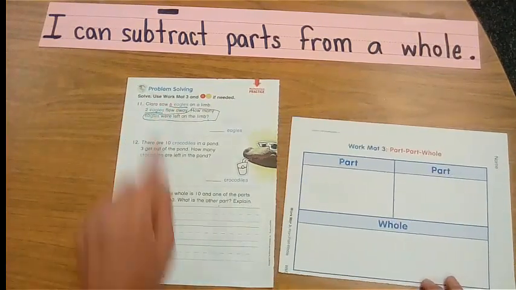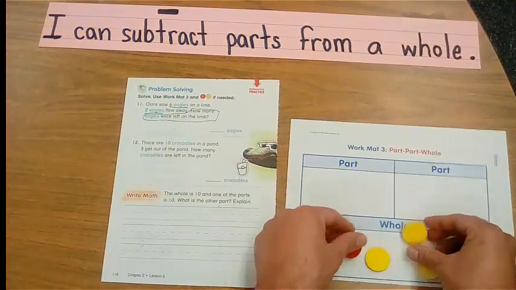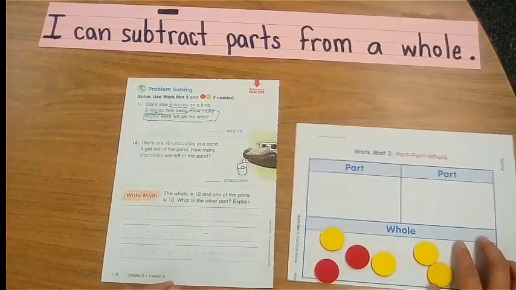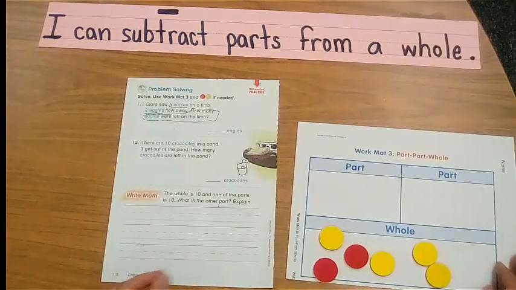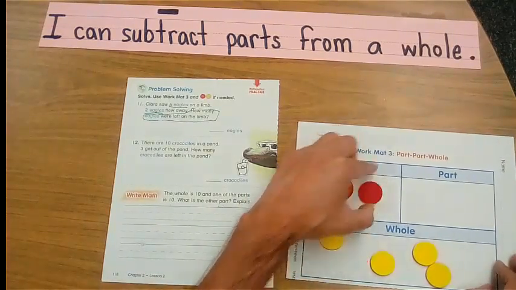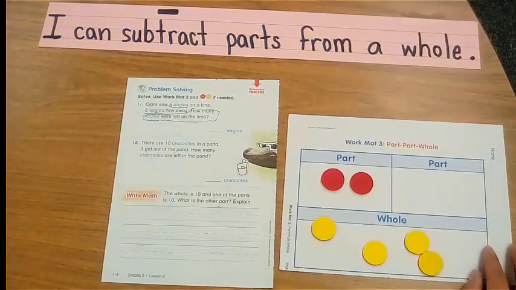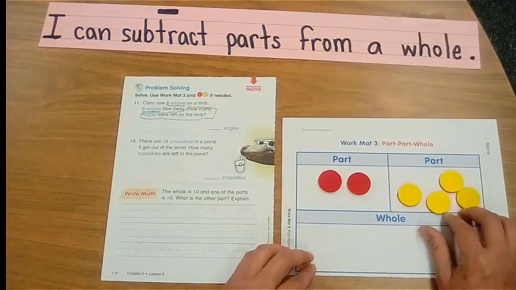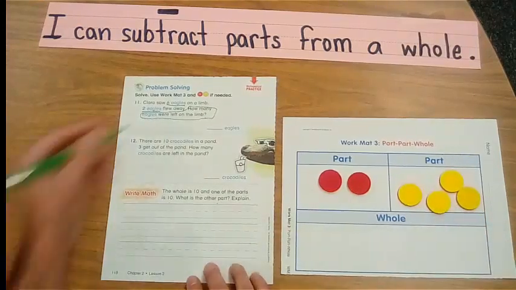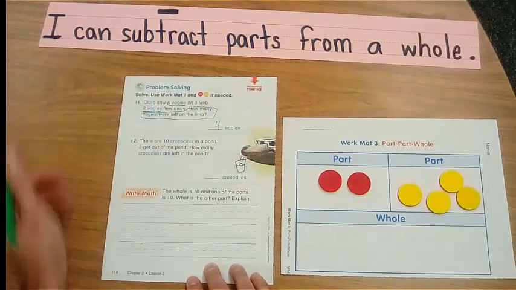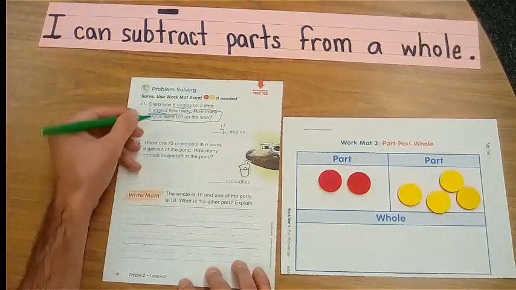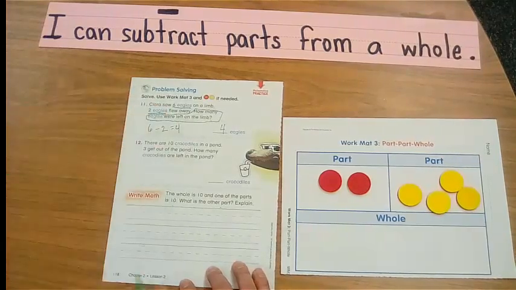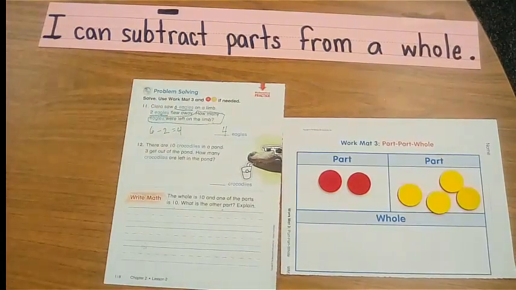So I want to know how many are left. So if I had 6 eagles in the beginning, that's my whole. That's 6 eagles right here. And then 2 of the eagles flew away. So these are the 2 that flew away. So now how many eagles do I have left? Well, let's move the other eagles over here. I have 4 eagles left. So I'm going to write down 4. I could also say 6 minus 2 equals 4. That's what the number sentence would look like.